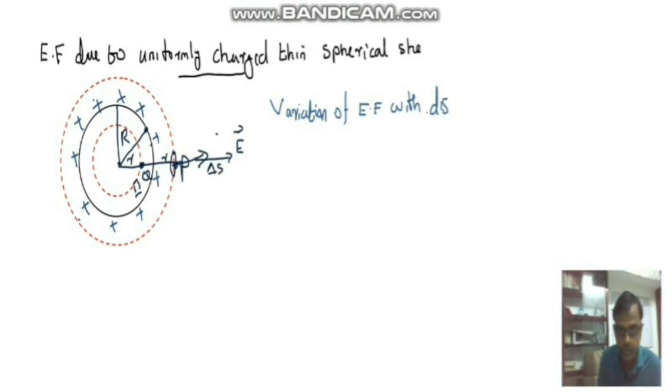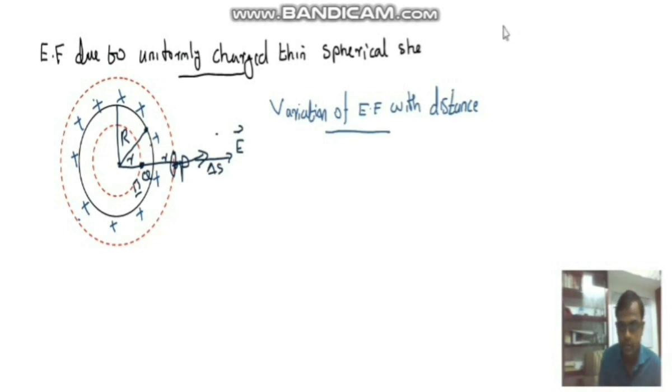Now the variation of electric field with distance. I'm going to draw a graph here. To find the variation of electric field with distance: from the center, inside, electric field is 0. At the surface, electric field is there. Outside the surface, electric field is there. If you increase this distance r, what will happen naturally? Electric field keeps on decreasing. So we have three formulas here.